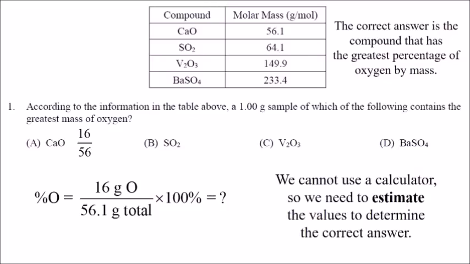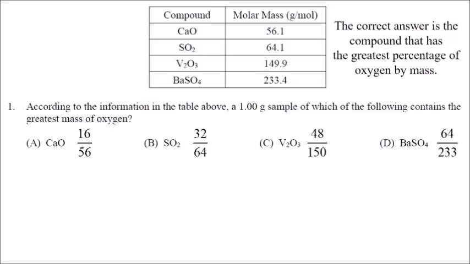Since the second choice, sulfur dioxide, has 2 oxygens, it's going to be 32 divided by the total mass, which we'll say is 64. For our third choice, the vanadium oxide compound, there's 3 oxygens. That would be 48 divided by the total mass, which we'll estimate to be 150. And then finally, for the barium sulfate compound, 4 oxygens means 4 times 16, 64, divided by the total mass, 233.